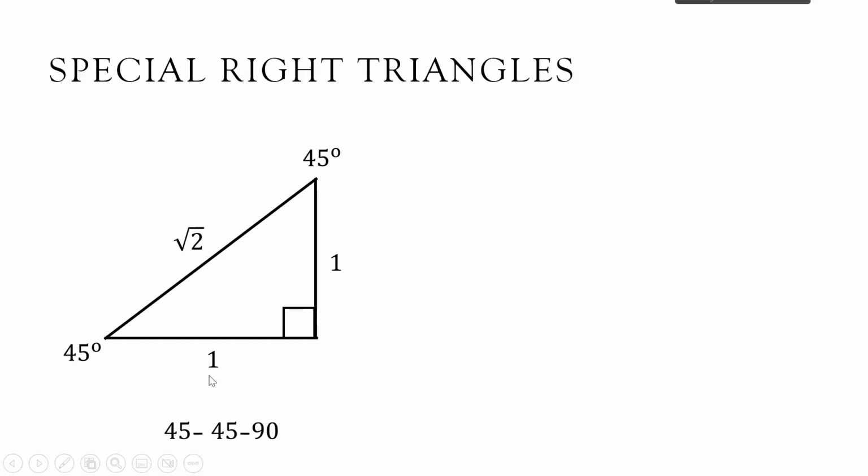I said ratio, not necessarily the length, because yes, this could be length 1, 1, square root of 2, but it can also be a multiple of that. For example, this could be 2, 2, 2 square roots of 2. That is, I can multiply these lengths by 2, and it's still a 45, 45, 90 triangle. But this is the most simplified form of it, or the most common way that we see it. So this is my first special right triangle.